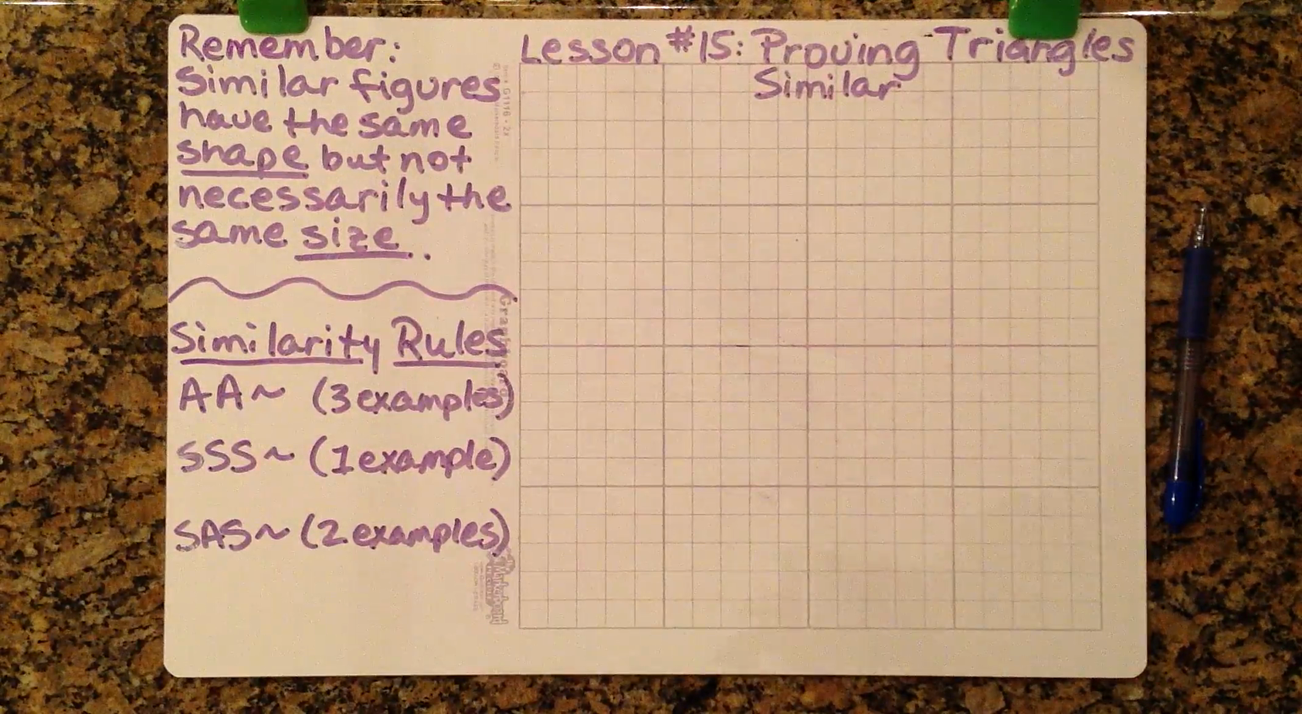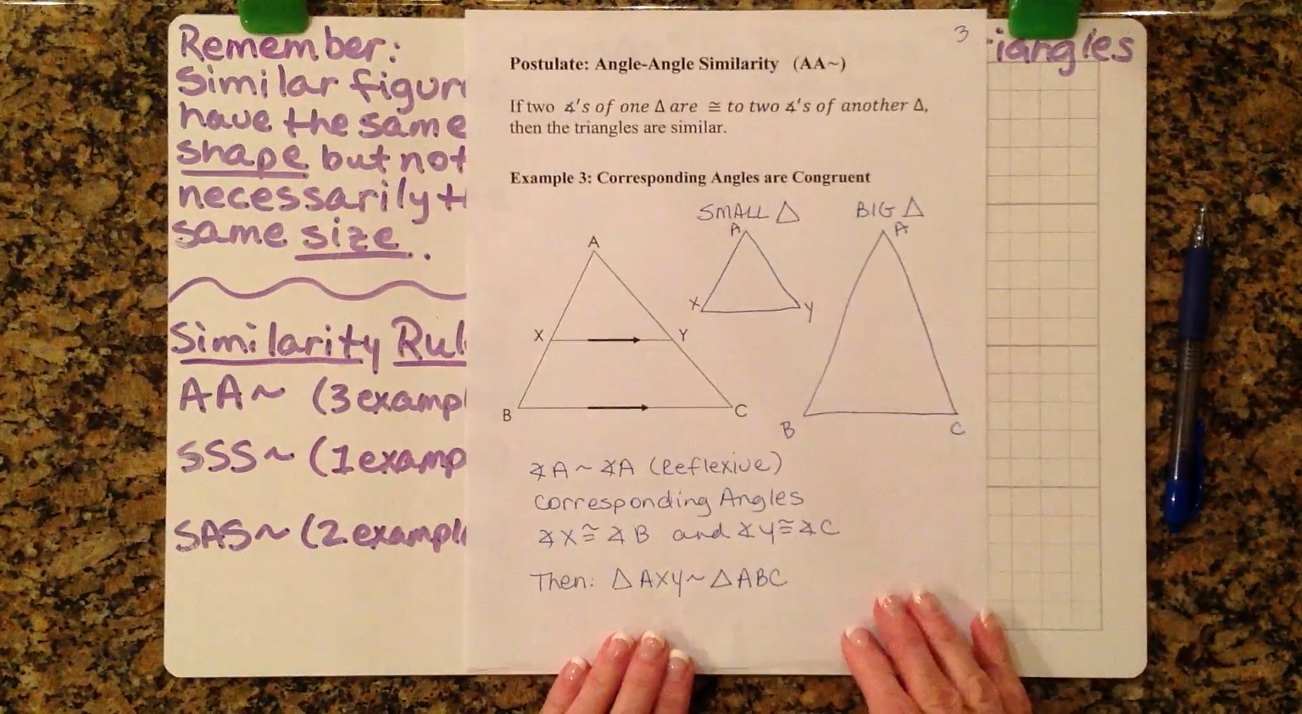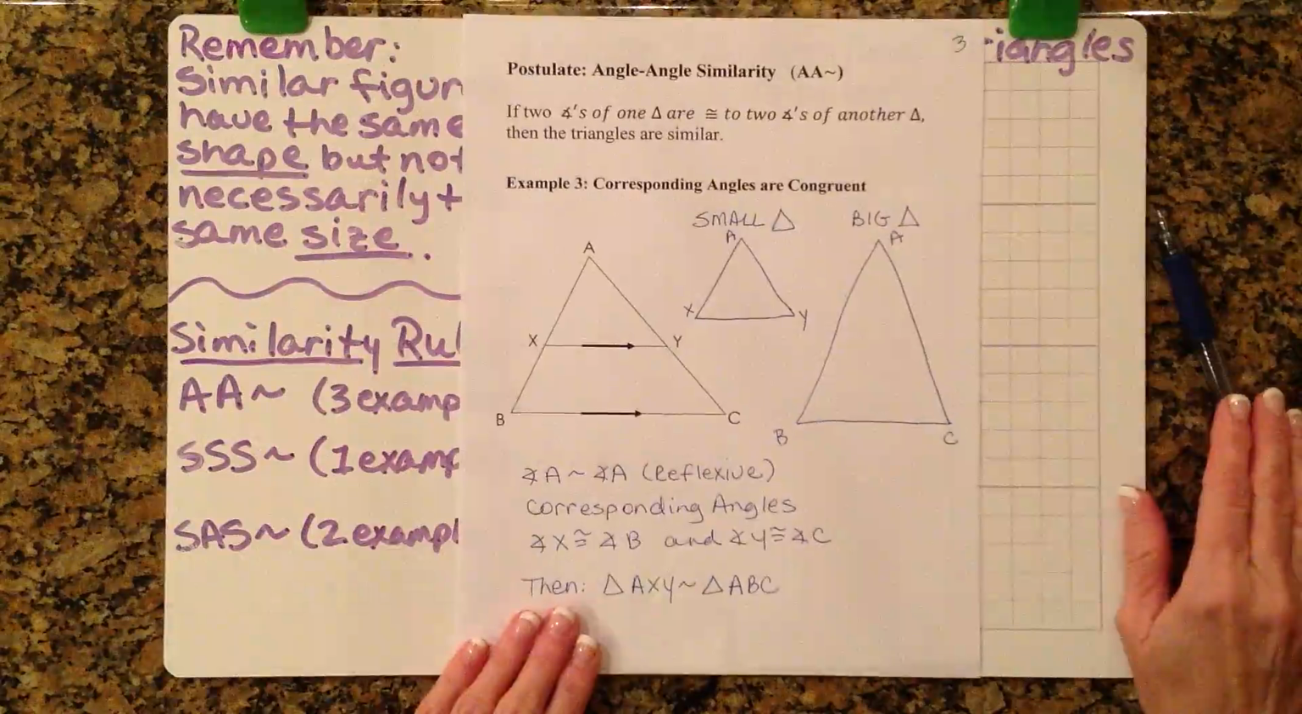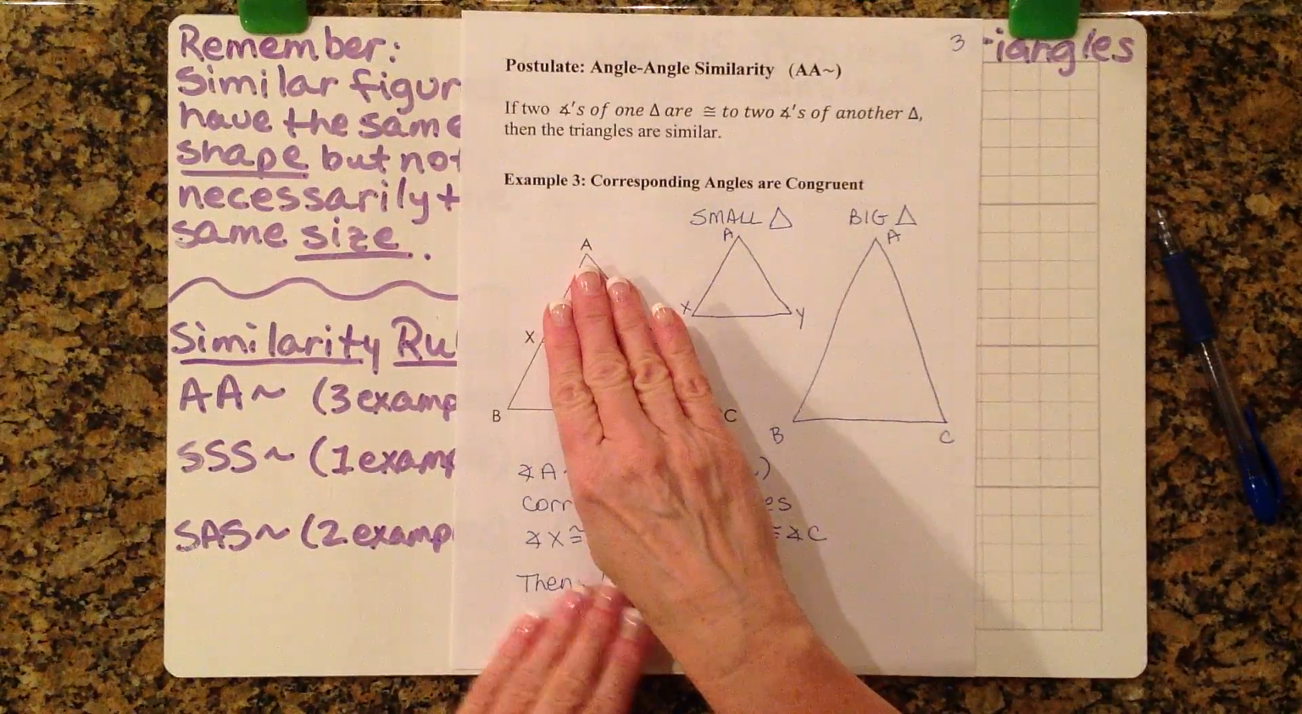Let's look at our third example of AA similarity. Okay, this is an example where you have one small angle.